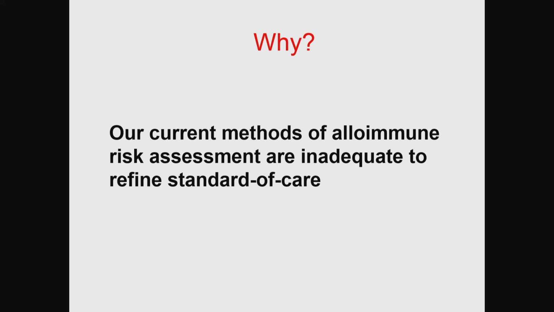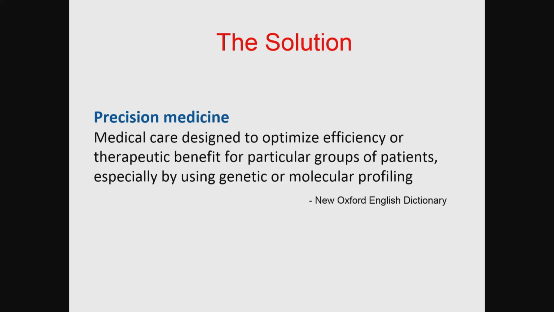And if you think about it, that's really a conundrum because the drugs that we use all increase the risk of death. As you may know, the common causes of death are cardiac, infection, and cancer. And all of our drugs increase that risk, whereas the other cause of graft failure, immune-mediated, is the reason that we're giving those drugs. So this is actually a perfect situation where we need what's called precision medicine. And this is medical care that's designed to optimize efficiency or therapeutic benefit for particular groups of patients by using either genetic or molecular profiling.